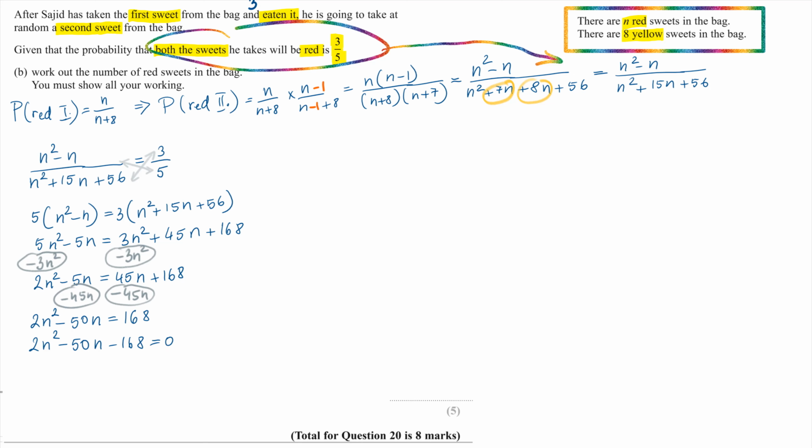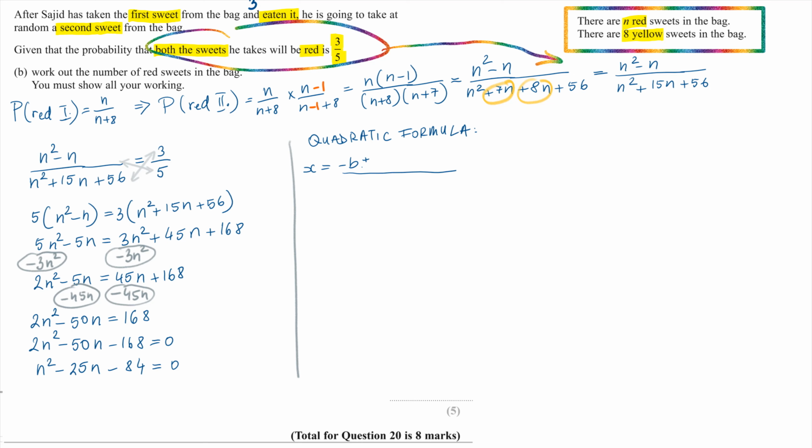To make it simpler to solve this quadratic equation, we can divide across by 2. n squared minus 25n minus 84 equals 0. We can solve this using the quadratic formula: x equals minus b plus or minus the square root of b squared minus 4ac, over 2a. But instead of x, we have n. Let's write out the coefficients of this equation. a is equal to 1, b is minus 25, c is minus 84. Replacing a, b, c in the quadratic formula, we have the following.